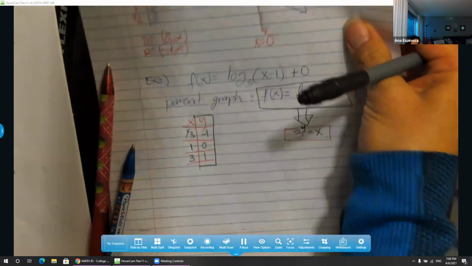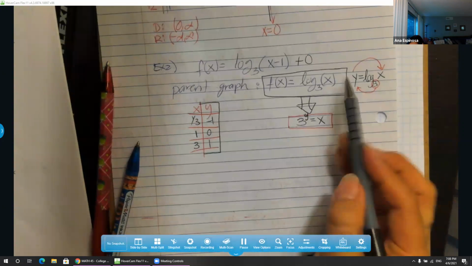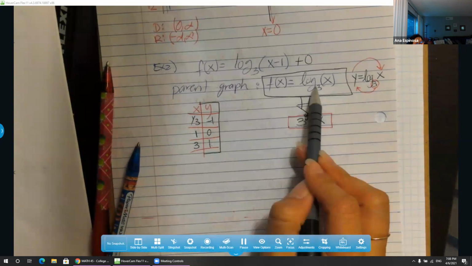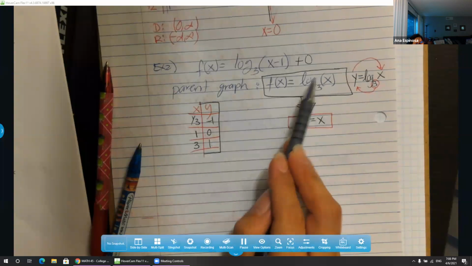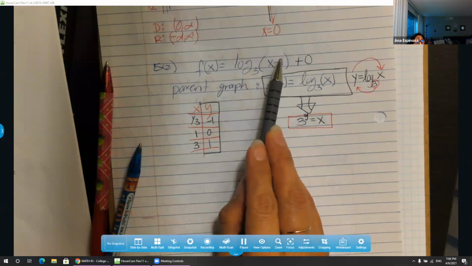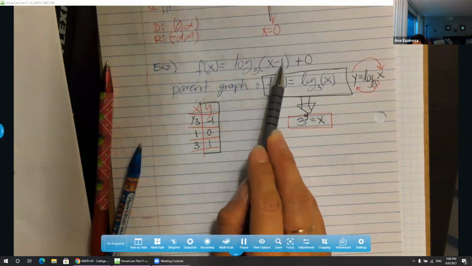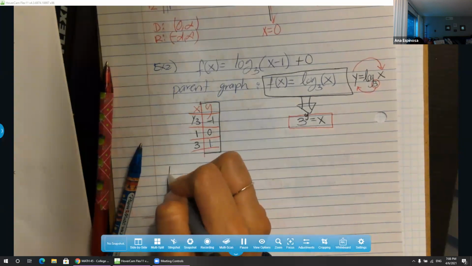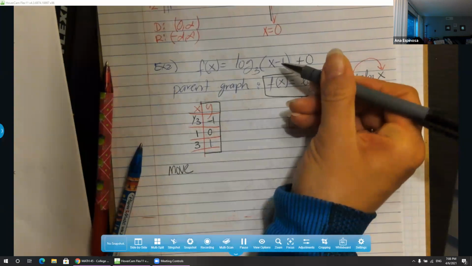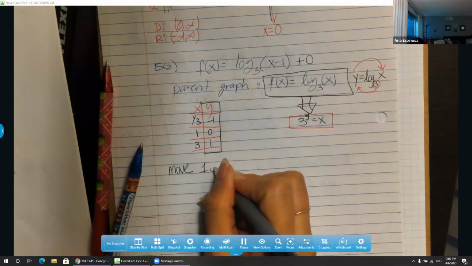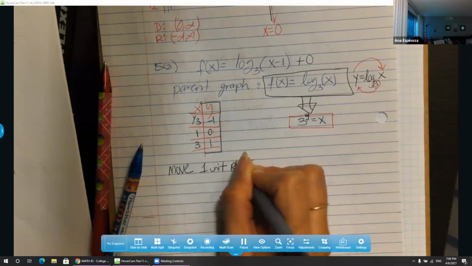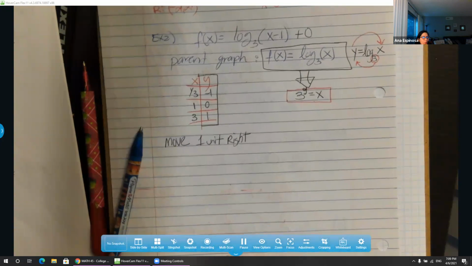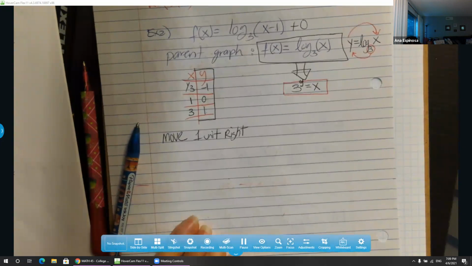And you would plot. If I were to plot this, that would be the exact graph for this. Remember, these two are the same. This graph is the same as that. However, this is moved. So at the end, you're going to move 1 unit right. Okay, 1 unit right. So now you plot.